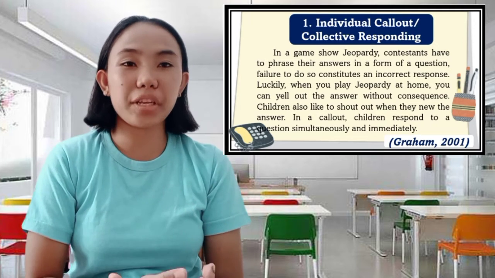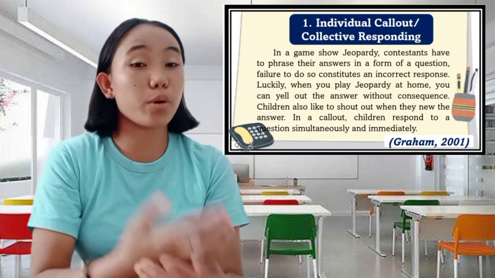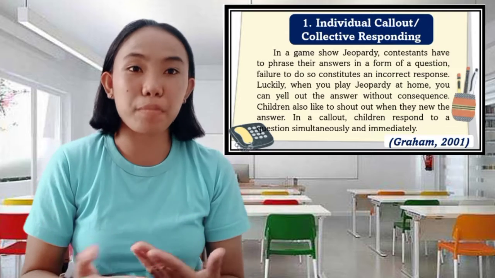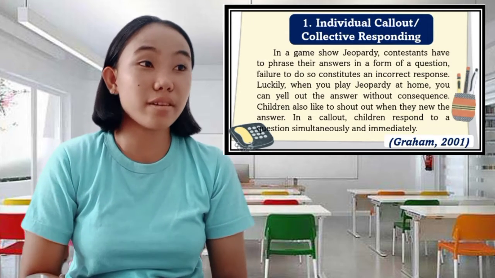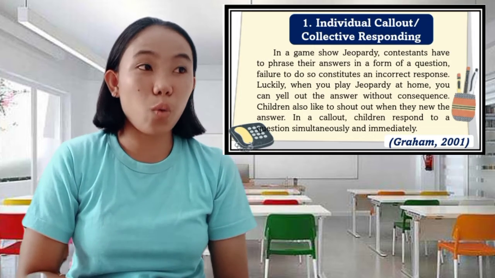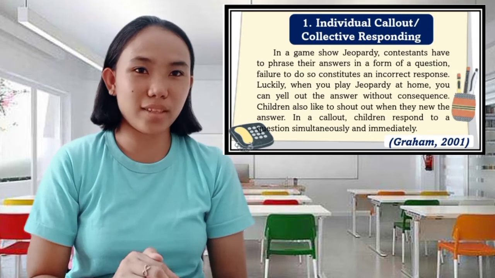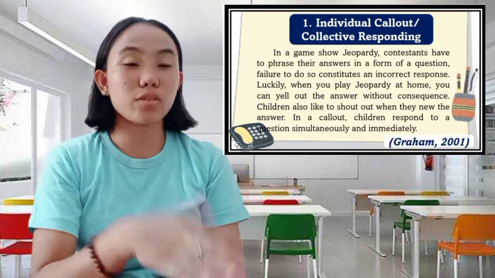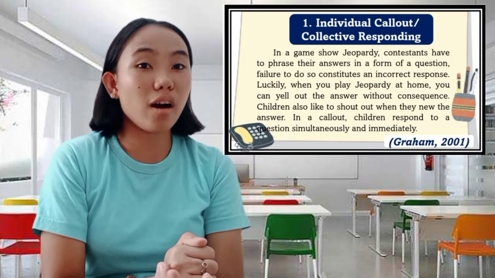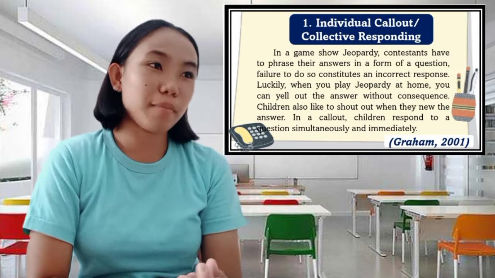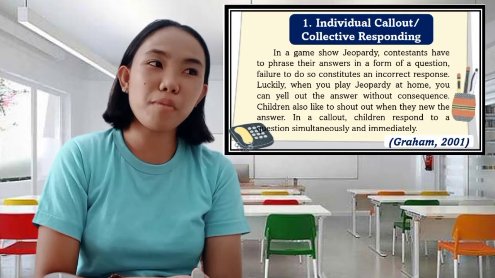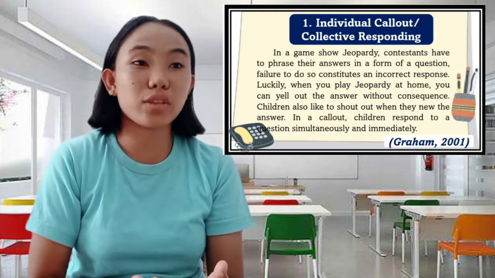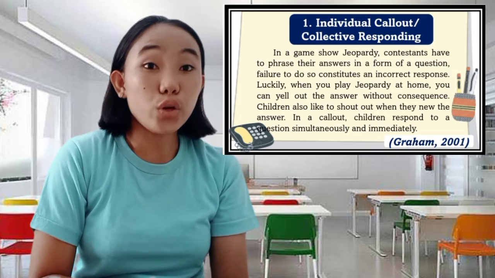In the game show Jeopardy, if you have watched it, contestants have to phrase their answers in the form of a question. That is part of their criteria. Failure to do so constitutes an incorrect response. If they are not giving their answers in the form of a question, then they have an incorrect answer. But luckily, when you play Jeopardy at home, you can yell out the answer without a consequence. Children also like to shout out when they know the answer.